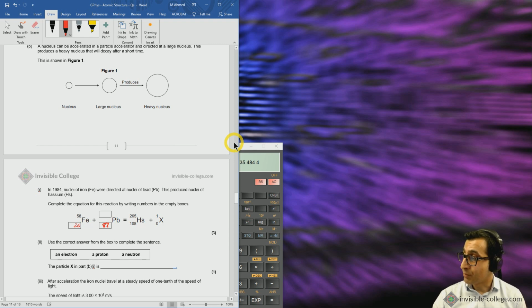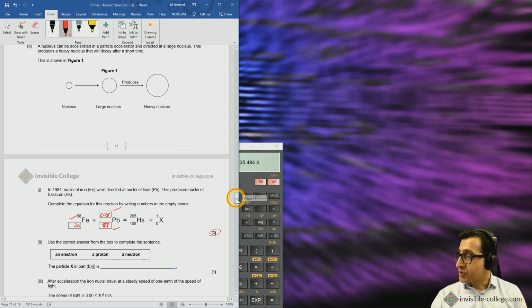Now, the other thing is the total mass number on the left side of the equation must be equal to the total mass number on the right. So on the right, we have this mystery particle, X. But that particle has a mass number of 1 and an atomic number of 0. So on the left, the total must be equal to 265 plus 1. 265 plus 1 is 266, and therefore the mass number of this lead isotope must be equal to 266 minus 58, and so that gives us 208. So this is a lead 208 nucleus, and this gives you the 3 marks. 1 mark for this, 1 mark for that, 1 mark for that. 3 marks.